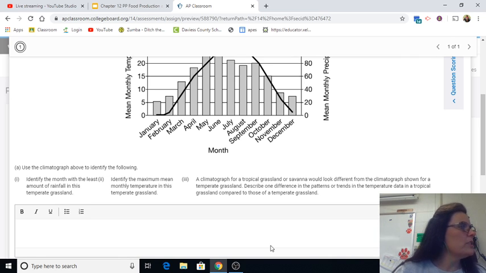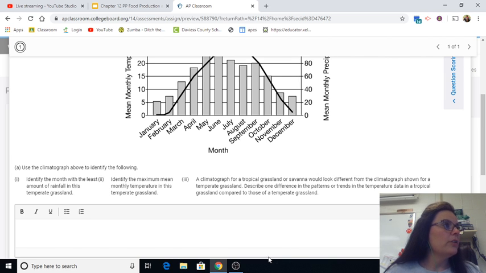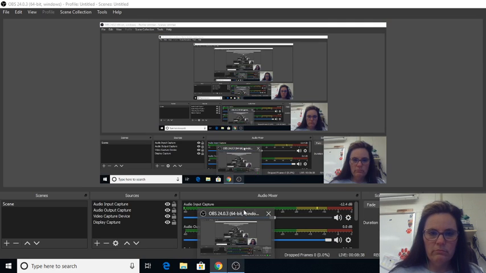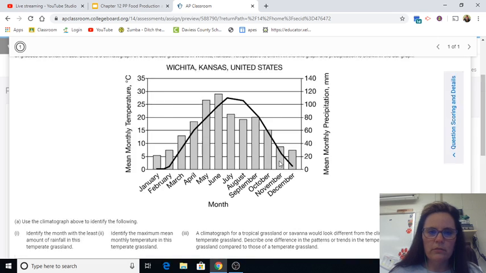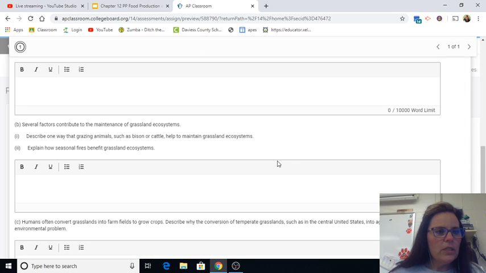Okay, for B, several factors contribute to the maintenance of the grassland ecosystem. Describe one way that grazing animals, such as bison or cattle, help maintain the grassland ecosystems.